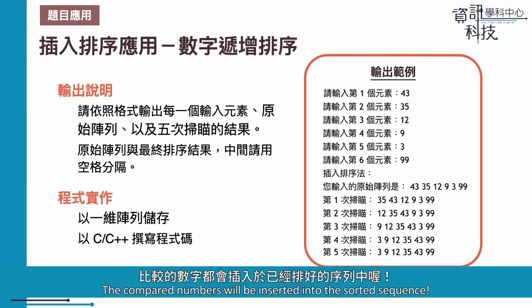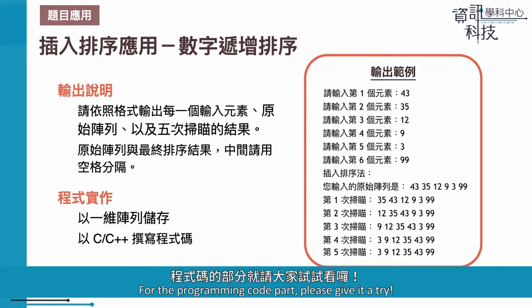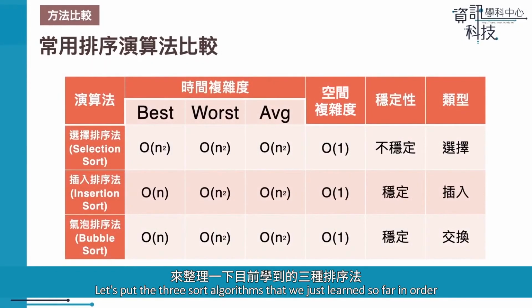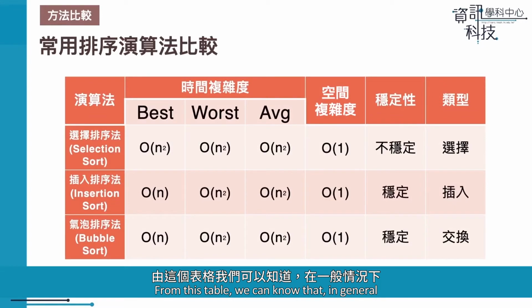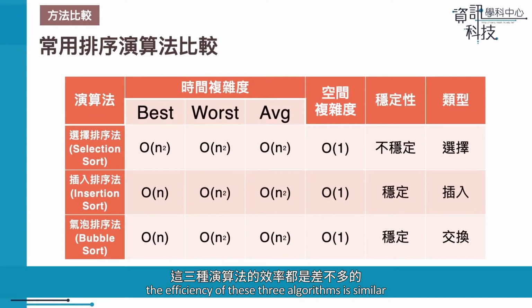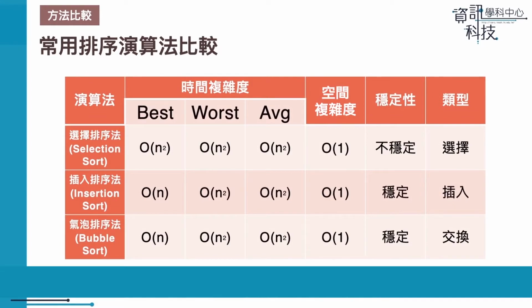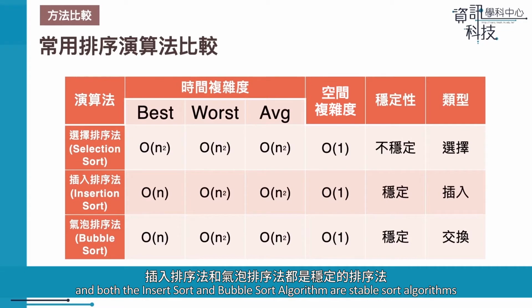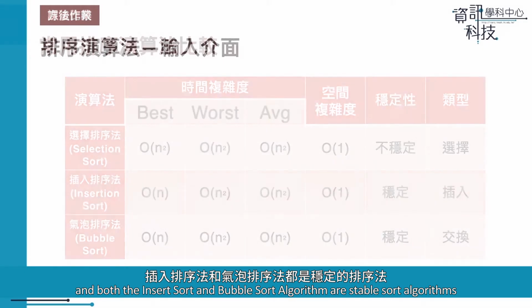Did you notice? The compared numbers will be inserted into the sorted sequence. For the programming code part, please give it a try. Let's put the 3 sort algorithms that we just learned so far in order. From this table, we can know that in general, the efficiency of these 3 algorithms is similar. It is worth noting that only the select sort algorithm is an unstable sort algorithm, and both the insert sort and the bubble sort algorithm are stable sort algorithms.